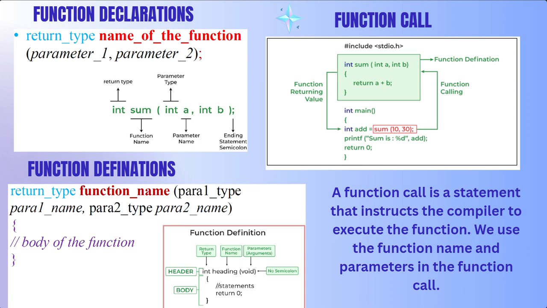The body may contain a return statement that helps return the result of the processing and marks the exit point of the function. If a function does not return any value, then we may omit the return statement, in which case it is marked as void.